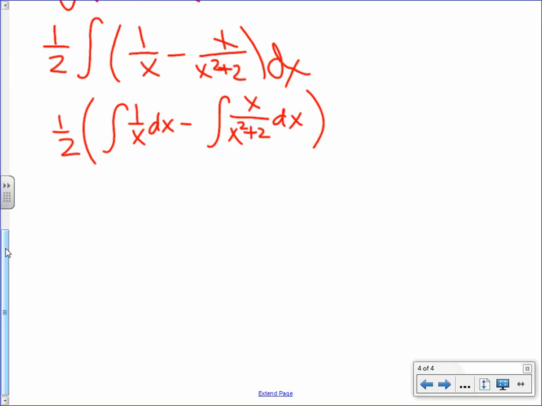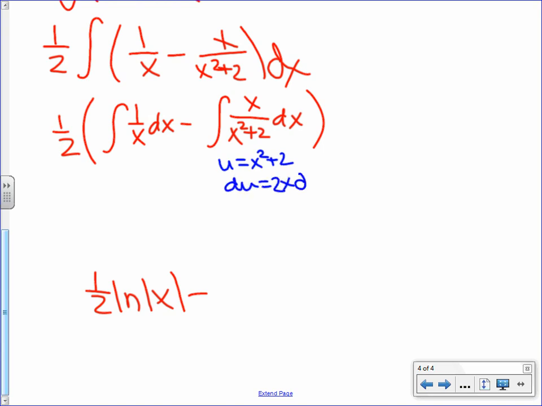Okay, so how are we going to integrate this one? You're going to have to do u-substitution. u is x squared plus 2, du is 2x dx. So we have 1/2 the integral of 1 over u du.